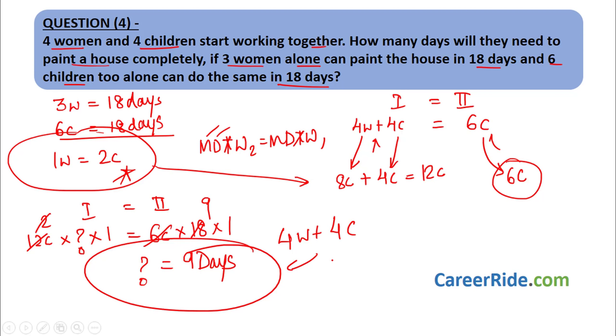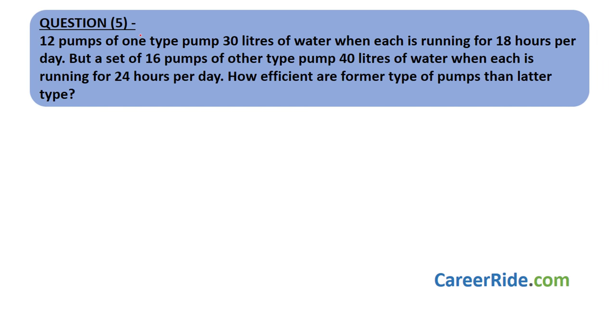See how very quickly you can solve this sum using this basic formula. Just multiply and equate. Going to the next question. Question number 5. 12 pumps of one type pump 30 liters of water when each is running for 18 hours per day. But a set of 16 pumps of other type pump 40 liters of water when each is running for 24 hours per day. How efficient are former type of pumps than the latter type?